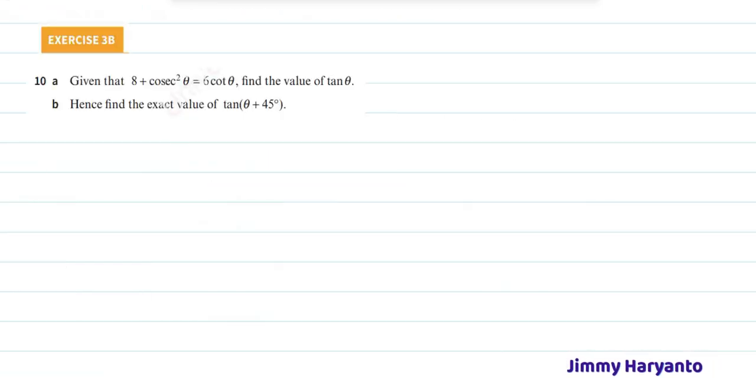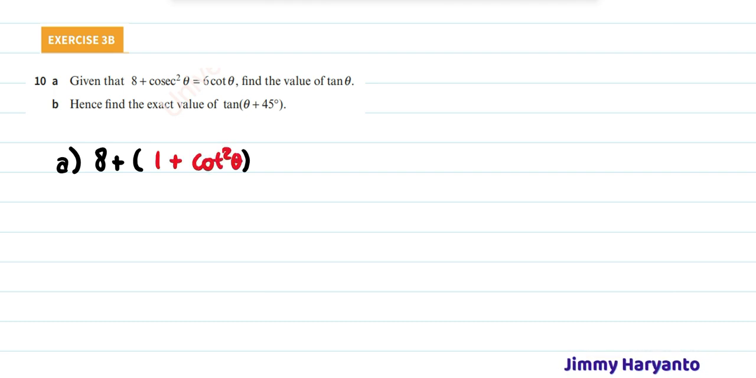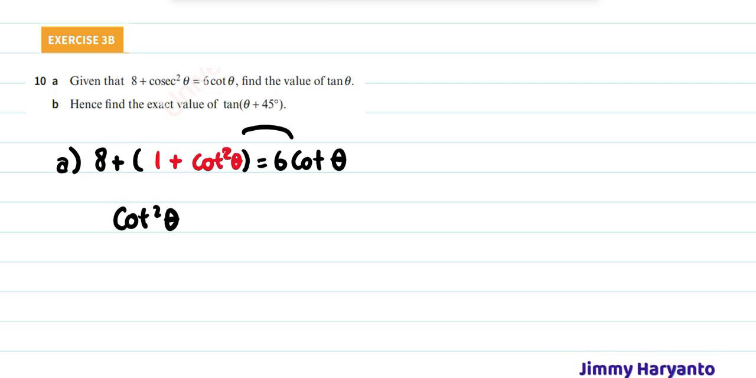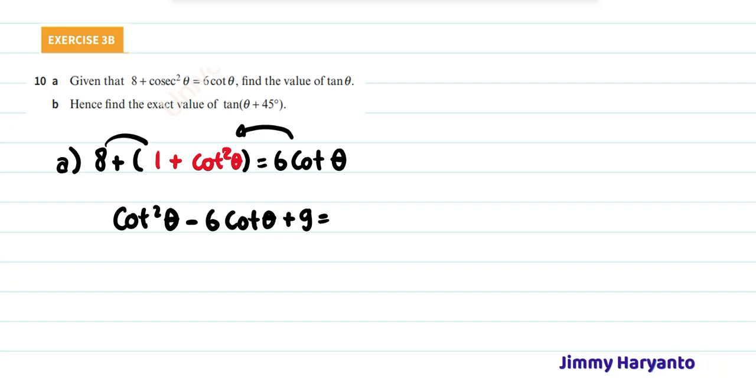For question 10, I have to change the cosecant into cotangent first. So cosecant squared will become 1 plus cotangent squared theta, and then equals 6 cotangent theta. And then after that I will add the 8 with the 1, and then I will rearrange it like this. Cotangent squared theta, I will move the 6, it will become negative 6 cotangent theta, and then 8 plus 1 will become 9 equals 0.